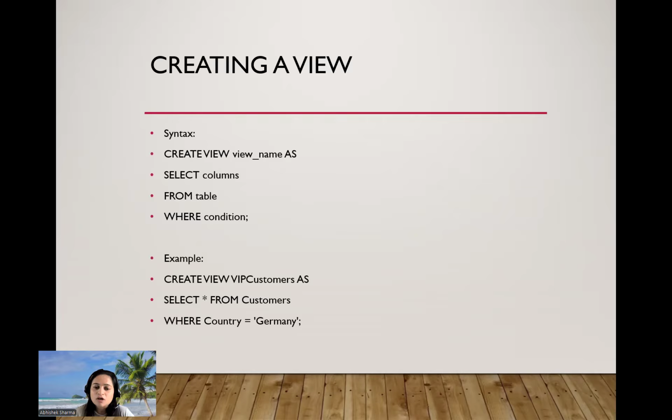Got it? So now if we want to show any client or customer of Germany only, we can simply show them the view, that is, VIP customers. In this way, abstraction is there. They don't need to get into the details that are not relevant to them, right? And the query is quite simple. They don't need to put in any conditions at execution time. Okay.